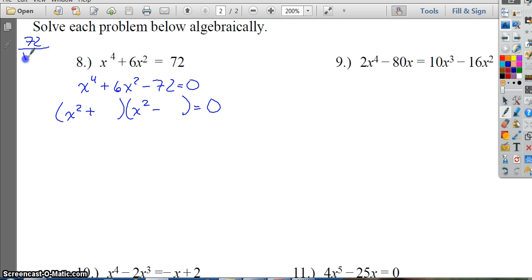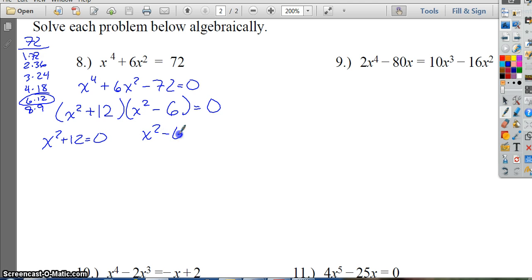Numbers that multiply to be 72. 1 times 72 is too much. 2 times 36, 3 times 24. 4 does. 4 times 18. 5 no, 6 times 12, and 7 no, 8 times 9. Which two have a difference of 6? 12 and 6. I can set each one equal to 0. Plus or minus the square root of 6.